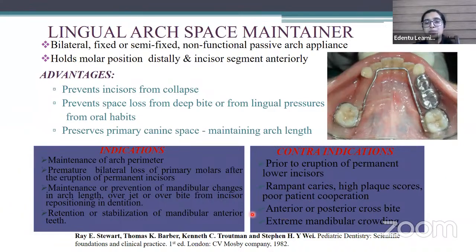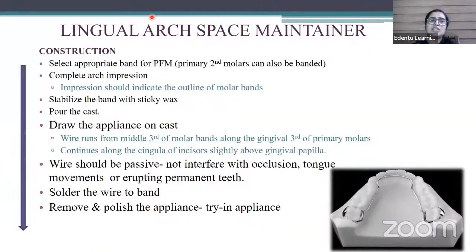anterior or posterior crossbite, and extreme mandibular crowding. Okay, so just have an idea regarding each of these. And talking about the construction part. So select the appropriate band and complete the arch impression. The impression should indicate the outlines of the molar bands. Okay, only then your construction would be correct.